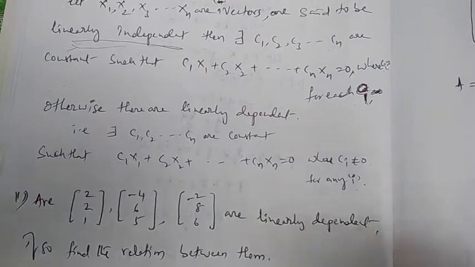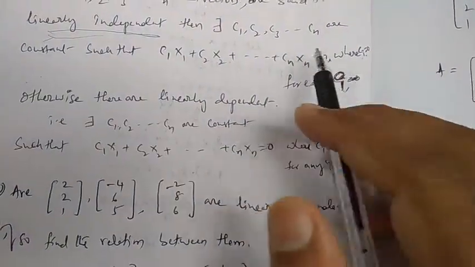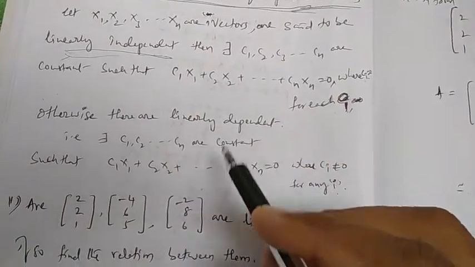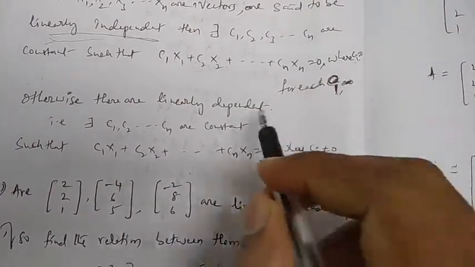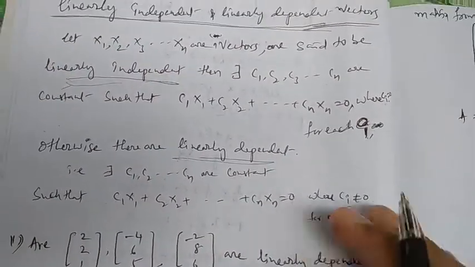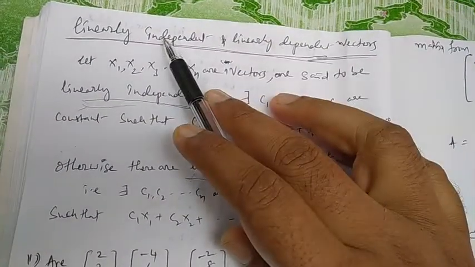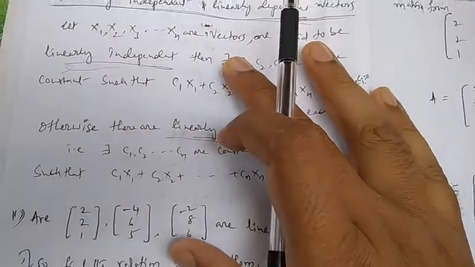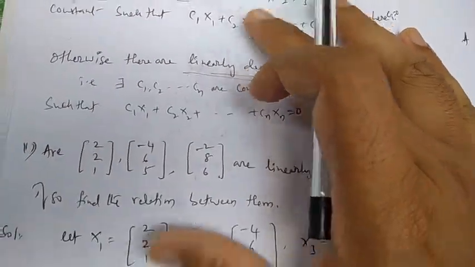If all the c's are 0, then the vectors are linearly independent. If one of the c's is not equal to 0, they are linearly dependent. These are the definitions for linearly independent and dependent vectors. Next, look at a problem to check whether you understood clearly.